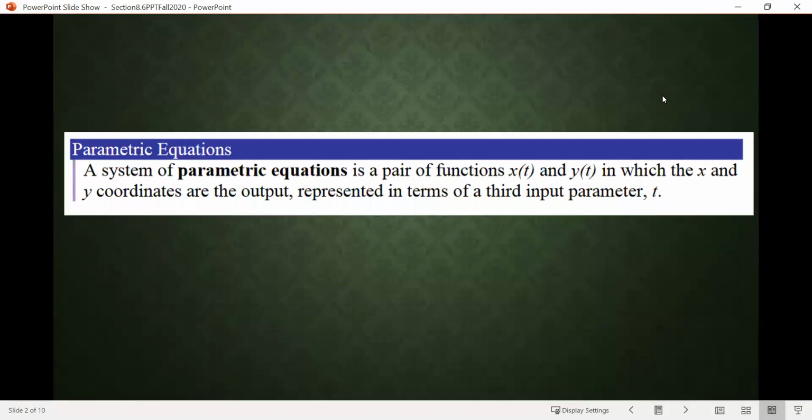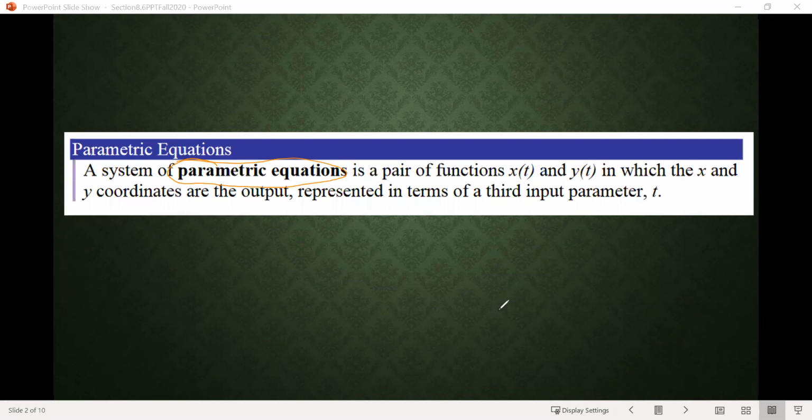All right, so in this section, we'll be talking about something called parametric equations. And I'll talk about the definition here and then talk about them a little bit more generally. So a system of parametric equations is a pair of functions, x of t and y of t, in which the x and y coordinates are the outputs of the function, represented in terms of a third input parameter t.